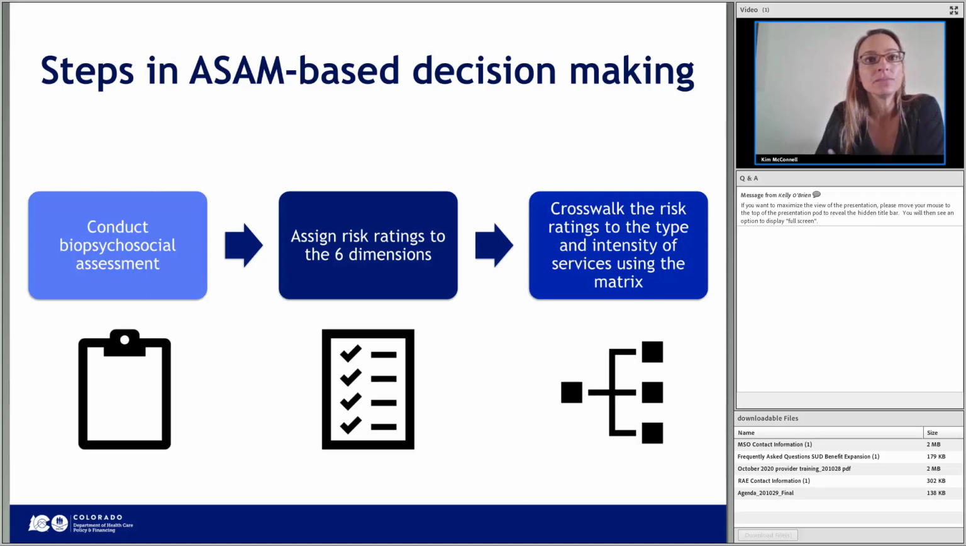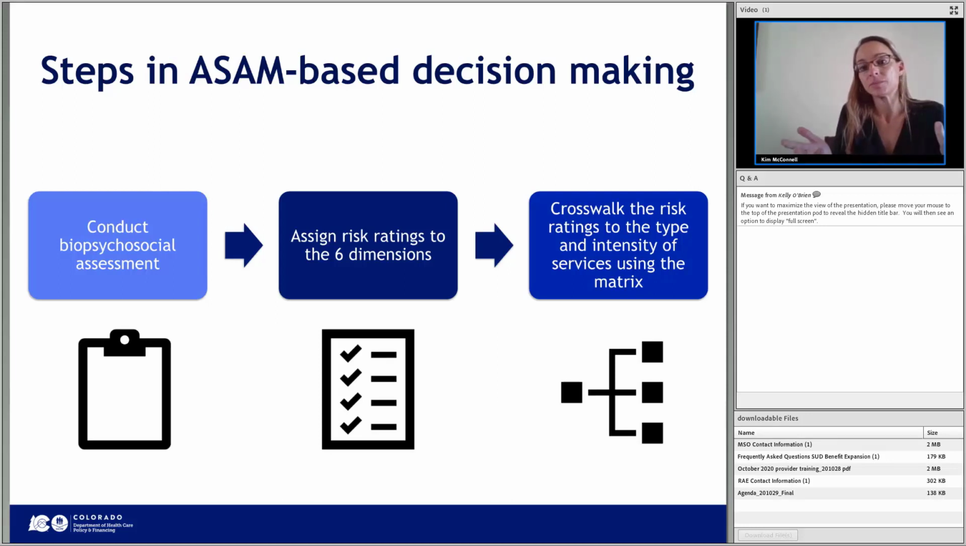Is there an ASAM assessment? Well, no. ASAM itself is not an assessment. The ASAM criteria is applied to the assessment data to make decisions about level of care. So the ASAM criteria is not an assessment.